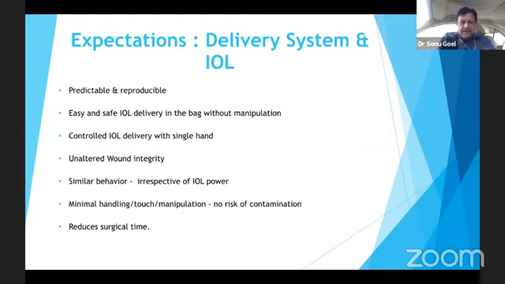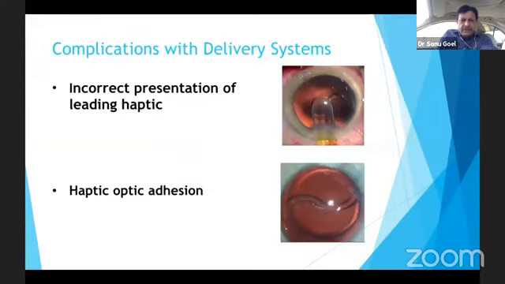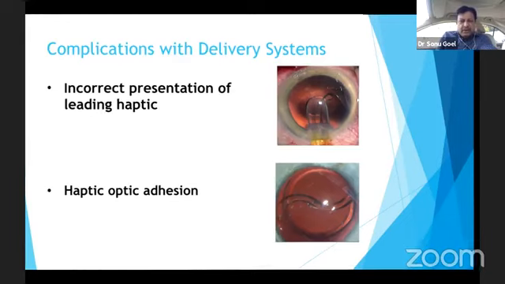And this has been exemplified in this COVID era, where we all want these points as far as possible during our surgeries. Now, if you see the complications with the delivery system, on the extreme right, there could be incorrect presentation of the leading haptic going to the right side, and haptic-optic adhesion. One very common problem with the hydrophobic acrylic foldable, we have all seen: we can have a cup of coffee and come back by the time the haptic unsticks. This adhesion is quite annoying with hydrophobic acrylic foldable IOLs.